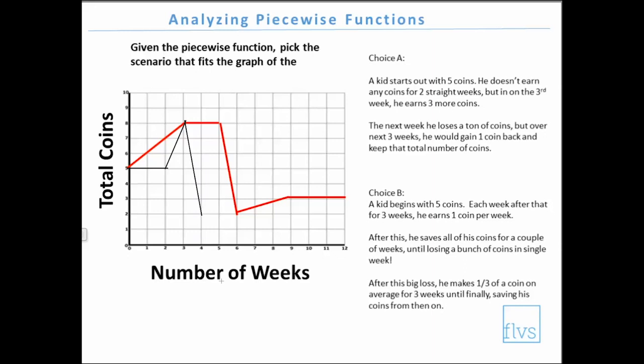So we're looking for that change right there instead of this one down here where it says he saves all of his coins for a couple of weeks. That's this interval of no change right here. From then on, it said he would gain 1 coin back and keep that, but over the next 3 weeks, he would gain 1 coin back. That's kind of interpretive here where he gains the 1 coin back. But this one's even a little bit better because it says he averages a third of a coin. So it's 3 weeks, but he only makes 1 coin. So a third of a coin, although technically this one's not necessarily wrong there either. But that's why choice B is the better choice here.